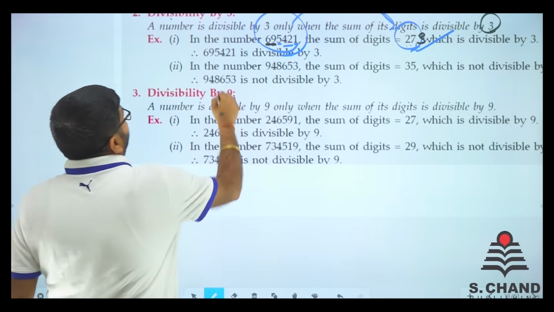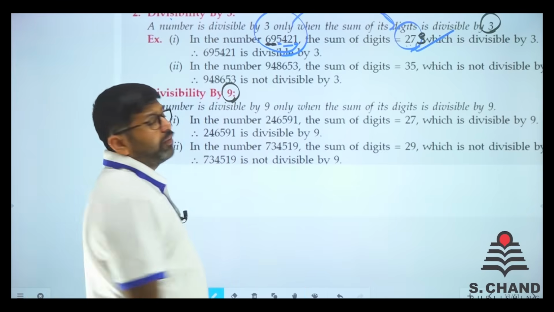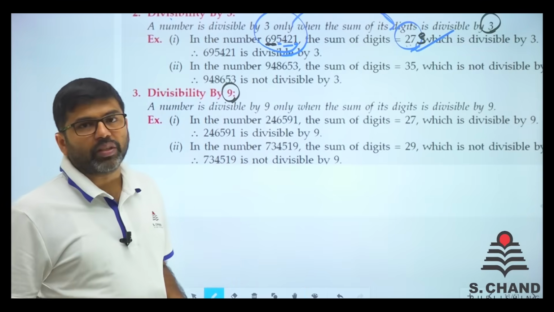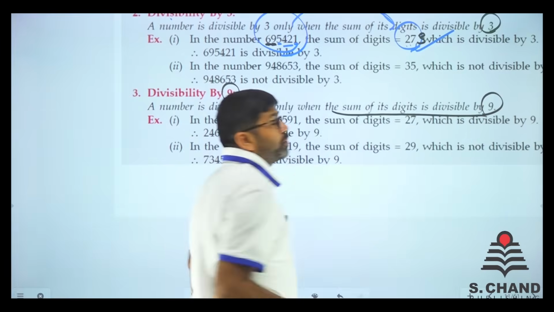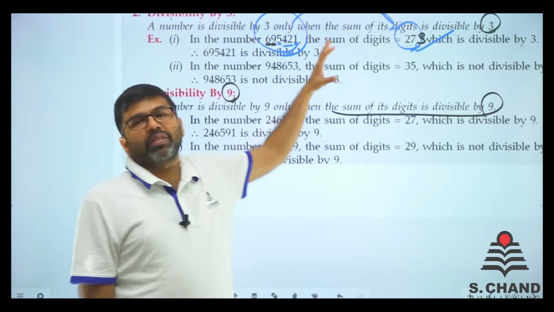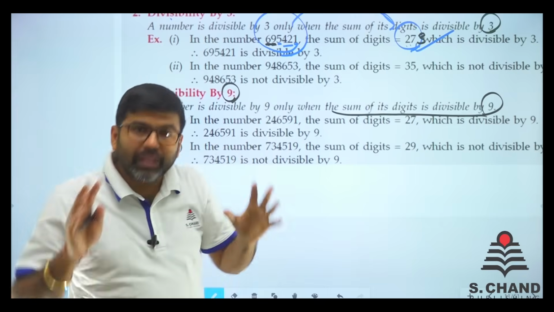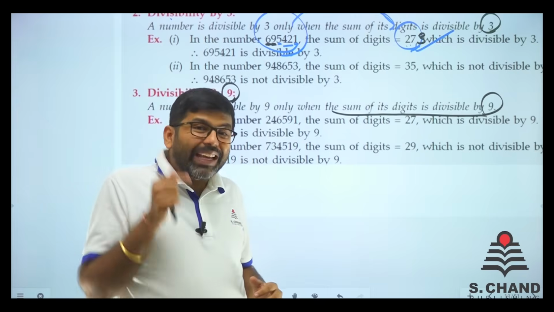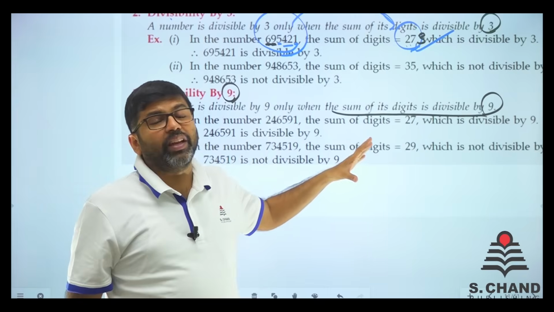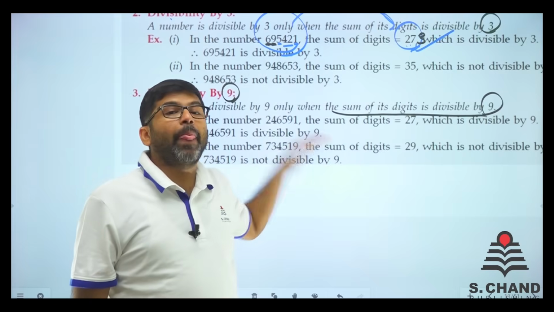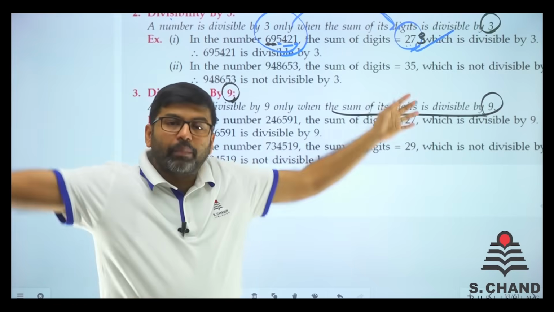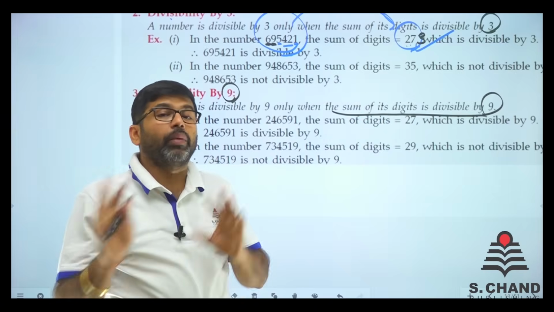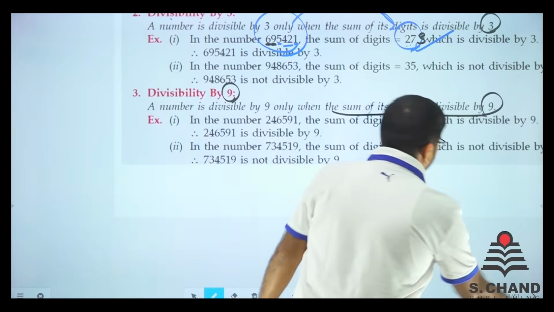How to check divisibility by 9? So divisibility by 9 is the same process. You add all the digits. The sum of the digits must be divisible by 9. Same concept like 3. When you add all the numbers, if the sum is divisible by 3, the number is divisible by 3, and for 9, if the sum is divisible by 9, the whole big number will be divisible by 9. Let's move on to the next part.